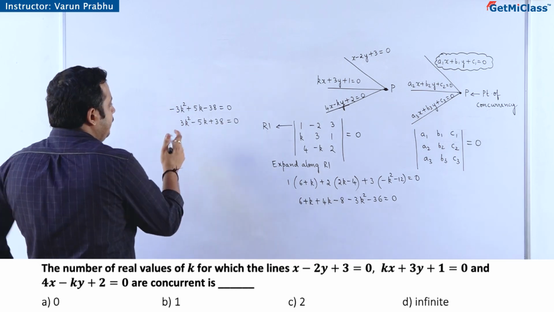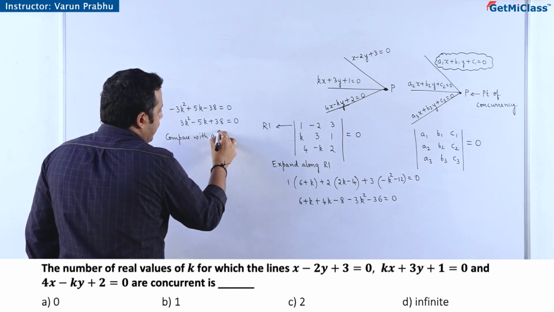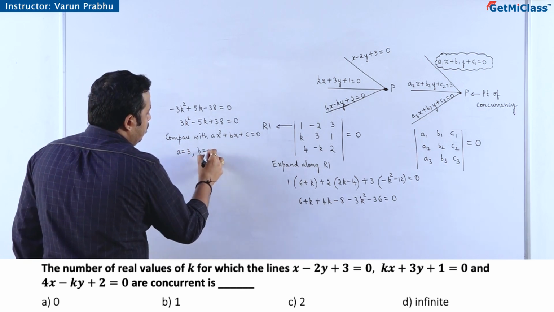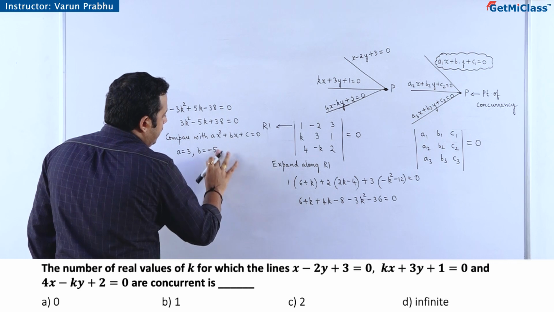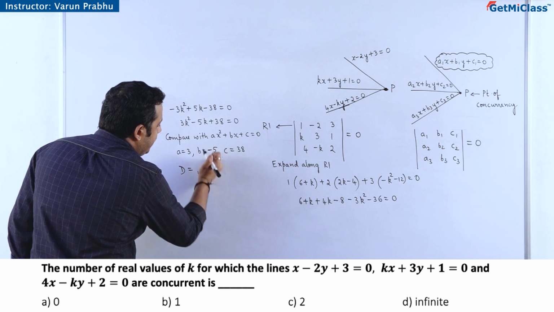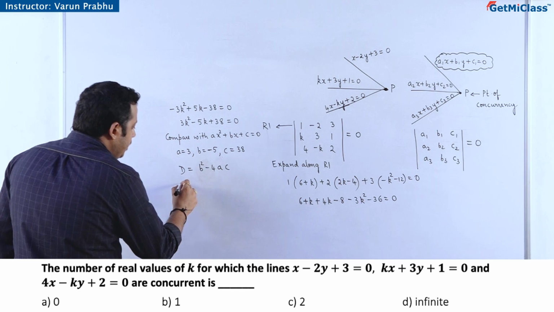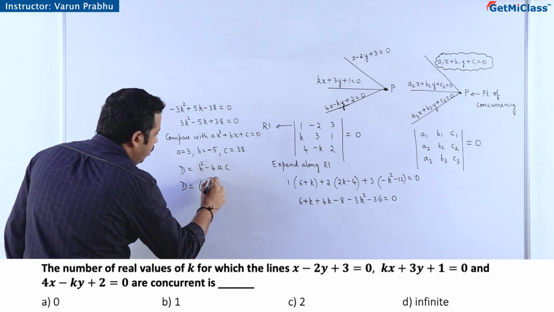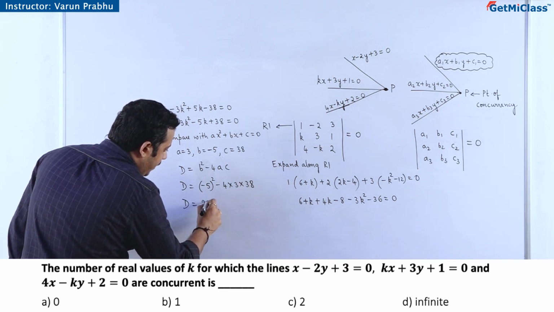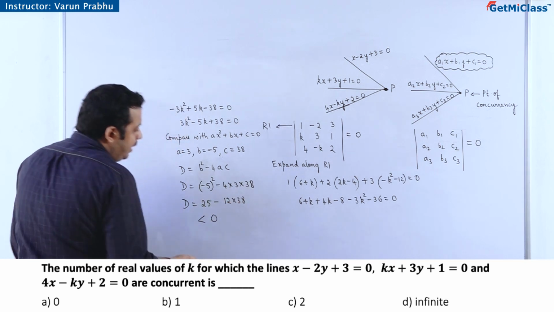Now, to find out how many values of k there are, you compare this with the standard quadratic equation ax square plus bx plus c is equal to 0. So a is equal to 3, b is equal to minus 5, c is equal to 38. You calculate the discriminant. Discriminant is equal to b square minus 4ac. Minus 5 the whole square minus 4 into 3 into 38. Obviously, D is equal to 25 minus 12 into 38. This is a value which is definitely less than 0.